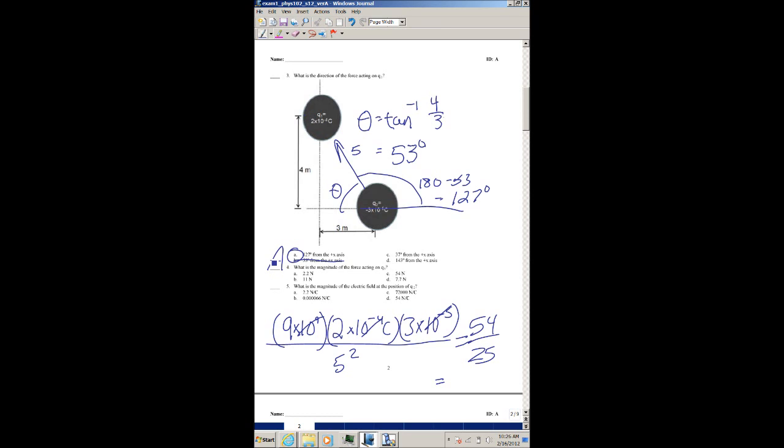What is the magnitude of the electric field at the position of Q2? Well, a couple ways we can do this. Let's just do it this way. The electric field is kQ over r squared, where Q is Q1. So that's going to be 9 times 10 to the 9th times Q1, which is 2 times 10 to the minus 4, all over 5 squared. What does that give us? That gives us 72,000. So the answer is C for number 5.